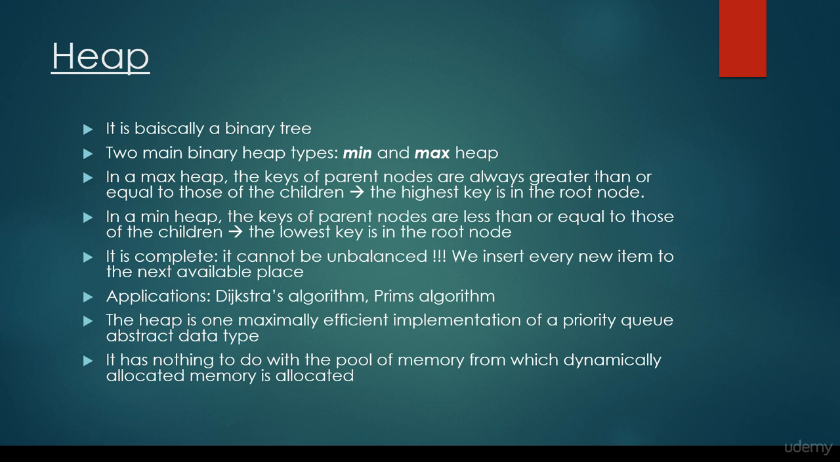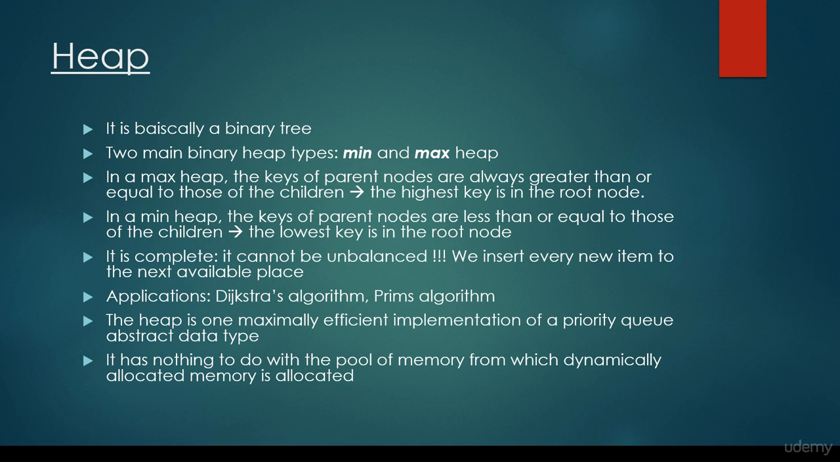Why is it good to know heap data structures? Because there are lots of applications, such as Dijkstra's shortest path algorithm or Prim's Jarnik minimum spanning tree related algorithm. So the heap is one maximally efficient implementation of a priority queue abstract data type. We have been discussing in the theoretical section for priority queues that another implementation could be a balanced tree implementation, but we usually implement priority queues with the help of heaps.